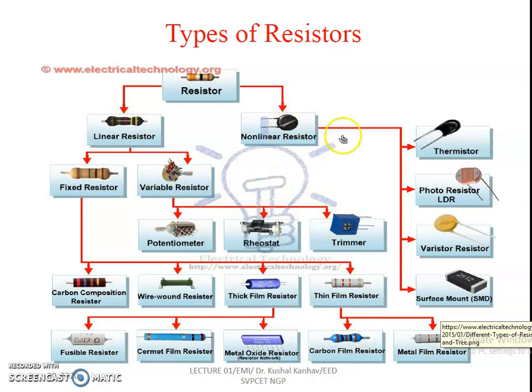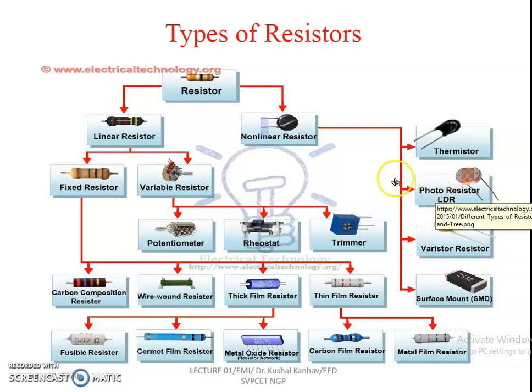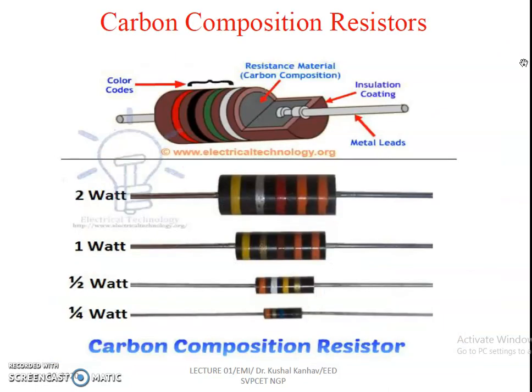Now in the category of non-linear resistor, you can find thermistor, LDR, varistor, and SMD, that is surface mount devices. These are special resistors that can be used in sophisticated electrical and electronic systems that can be mounted on the PCB or an integrated circuit. So these are various types of the resistors that can be used as per our application and requirement.